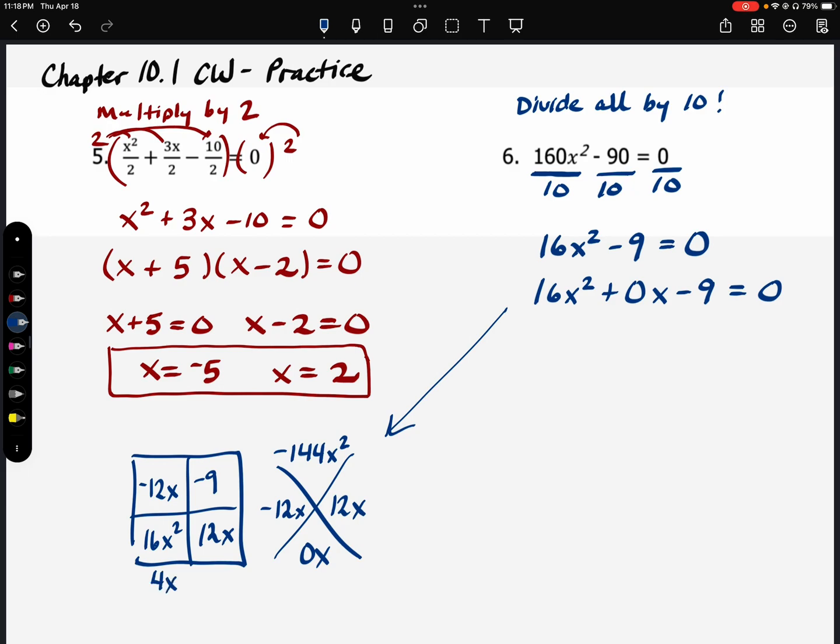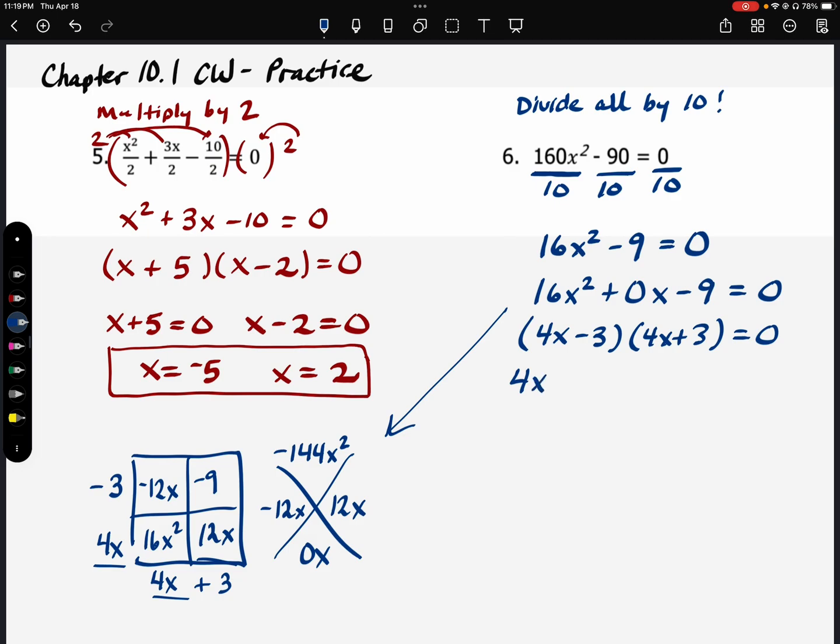4x goes into both of those. 4x times 4x gives us 16x squared. This 4x times a negative 3 gives us negative 12x. This 4x times a positive 3 gives us this positive 12x. And then we can see 3 times negative 3 is negative 9. So this factored into 4x minus 3 times 4x plus 3.